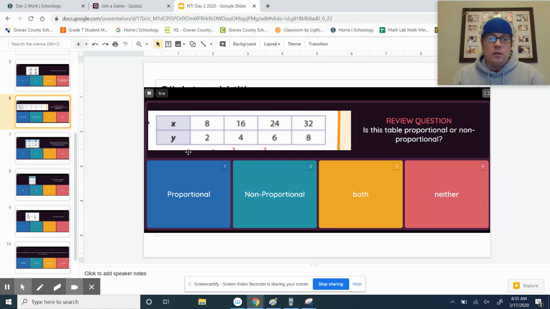And this particular one looks like the constant is a quarter, or multiplied by 1/4, and every number below is a quarter of the size of the one number on top. So that is a proportional relationship. That is the blue option there.